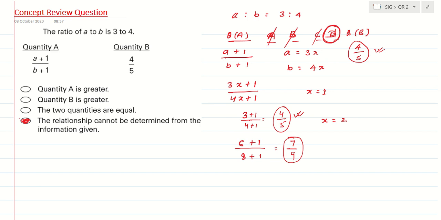Let's assume x equals 2. I got some quantity A here, 7 by 9, which is not equal to the quantity B value. C also got eliminated, which means my answer is option number D. Make sense? Right?